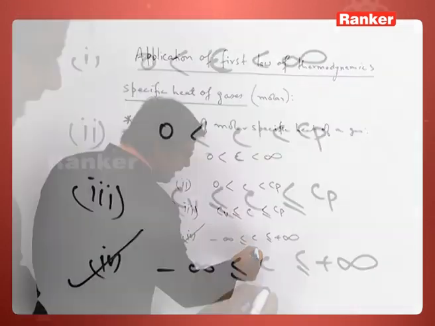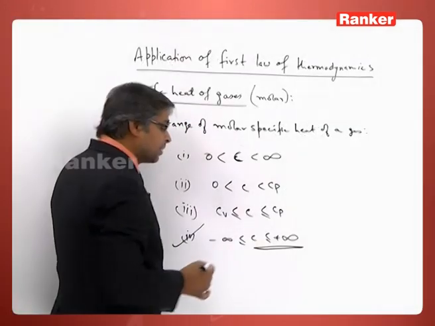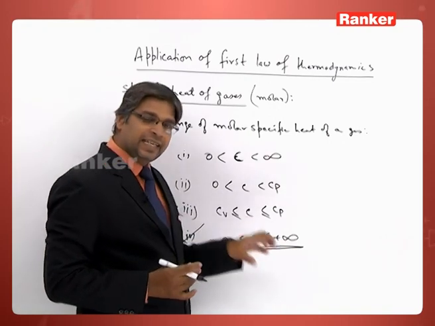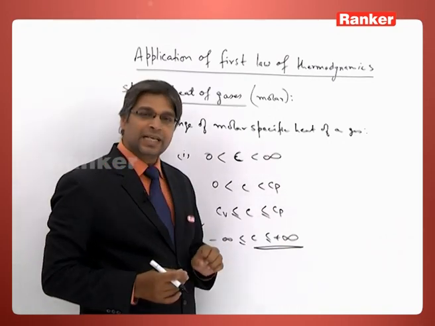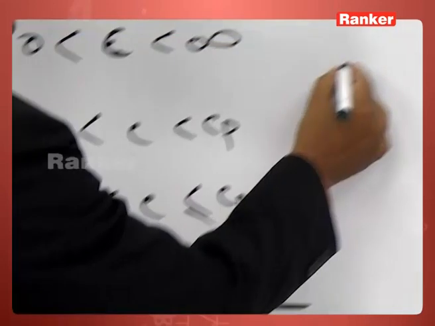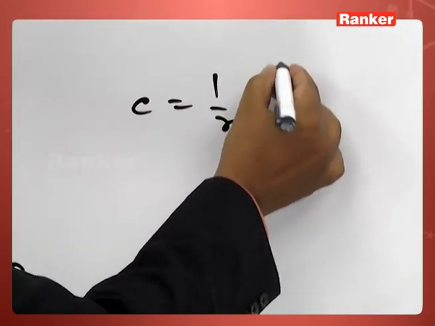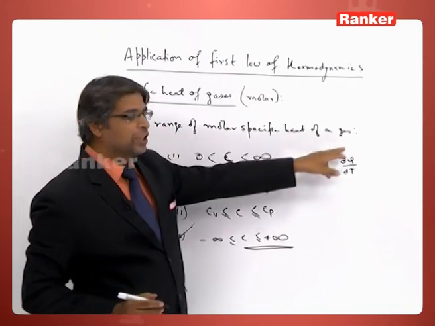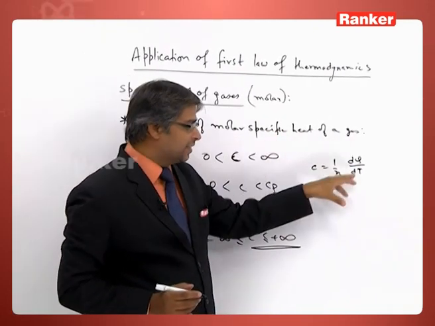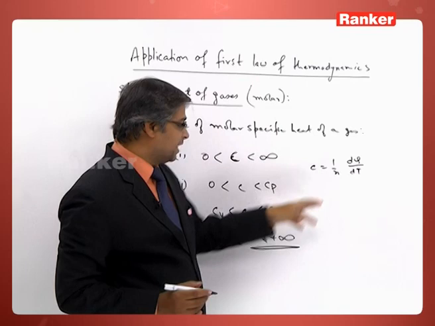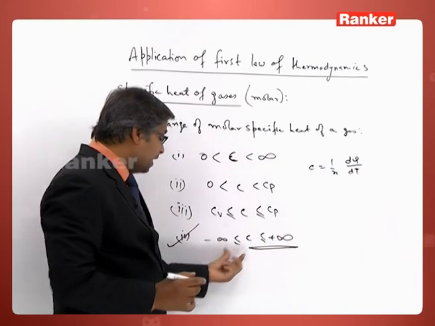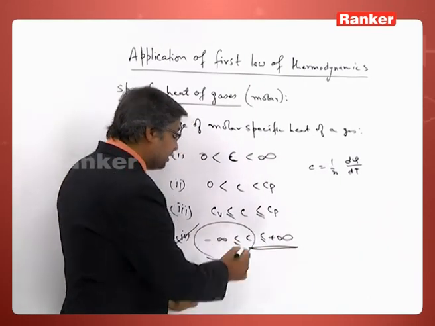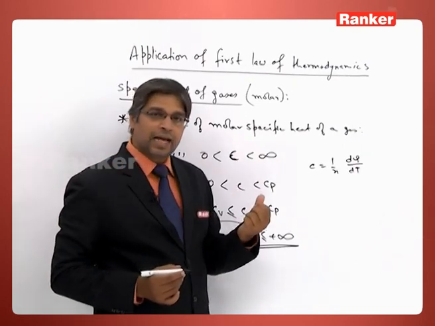Now we are comfortable with the idea that when we supply heat energy, the temperature will rise. So C is equal to 1 by n dQ by dT. When dQ is positive, that means we are giving heat, dT is positive, so C is positive, clear. But what about the negative values, that C can have negative values?